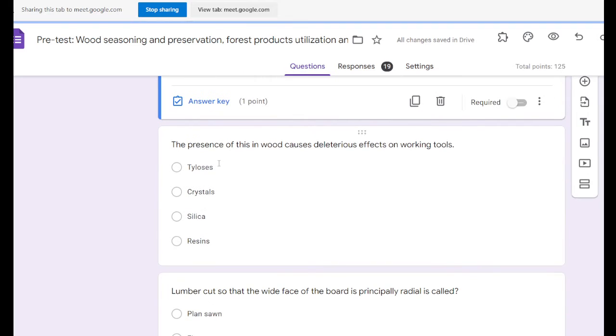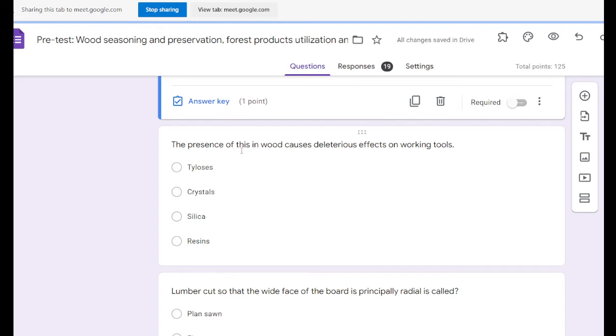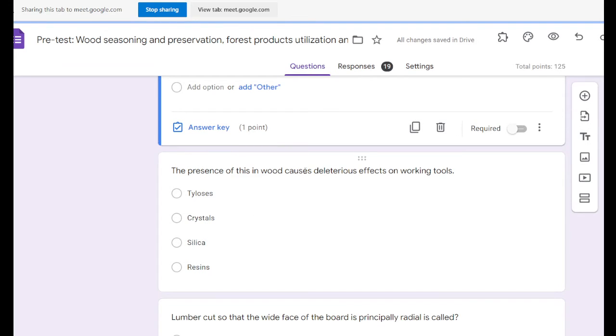Next, the presence of this in wood causes deleterious effect on working tools. What is the answer? Regine. The presence of this in wood causes deleterious effect on working tools. What is the answer? Eugene? Silica. Yeah, the answer for this question is silica.